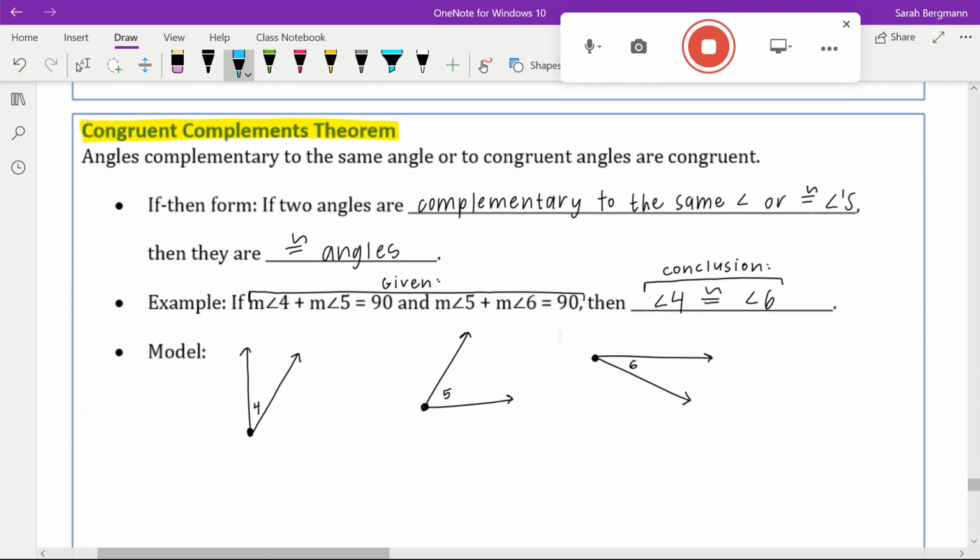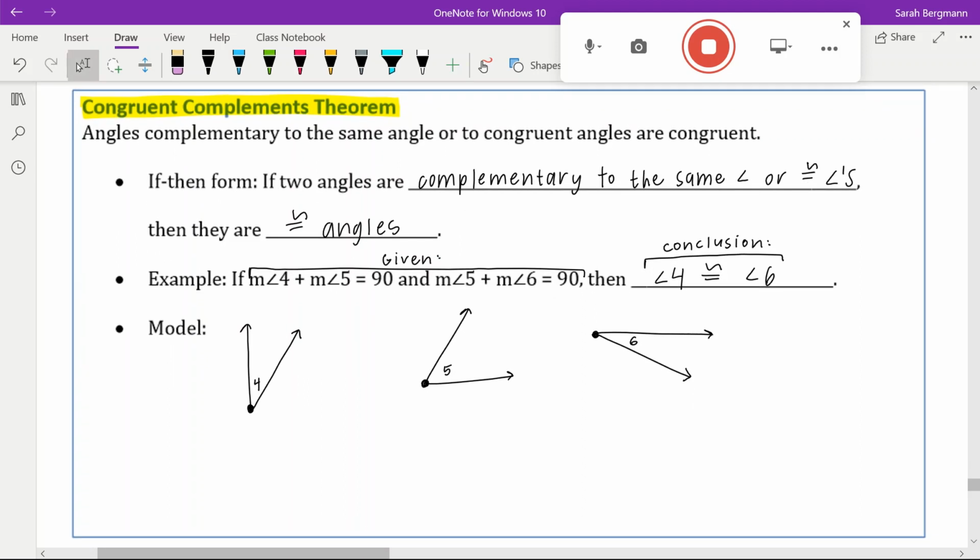There's a similar theorem for complementary angles. It's called the congruent complements theorem. So similarly, it says angles complementary to the same angle or to congruent angles are congruent. So the hypothesis of this statement is that angles are complementary to the same angle or to congruent angles. The conclusion is that those two angles are congruent.